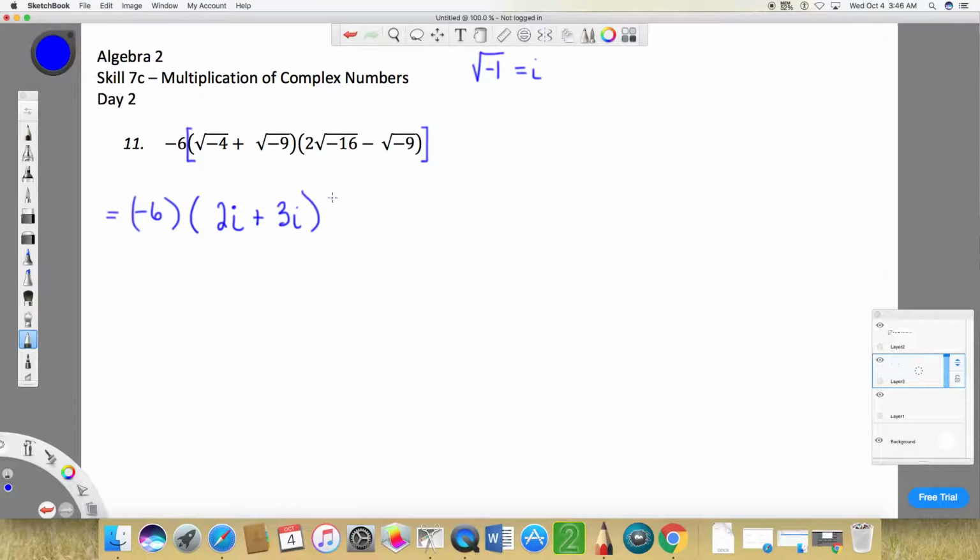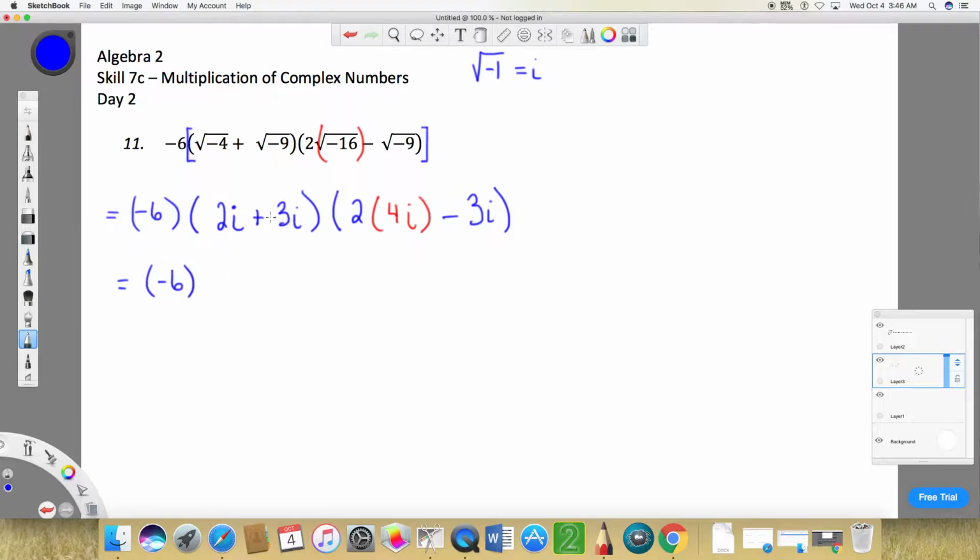But let's come over to this next binomial, and we're going to multiply the square root of -16 by 2. Well, what is the square root of -16? Again, that negative radicand introduces I into our answer, and the square root of 16 is 4. So this first term is 2 times 4I, which we know to be 8I. Then we have subtraction, and we've already said that the square root of -9 was 3I.